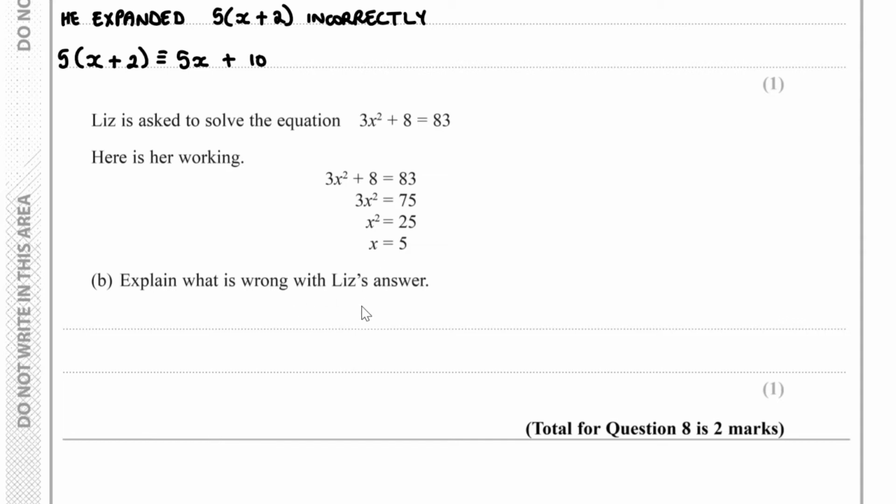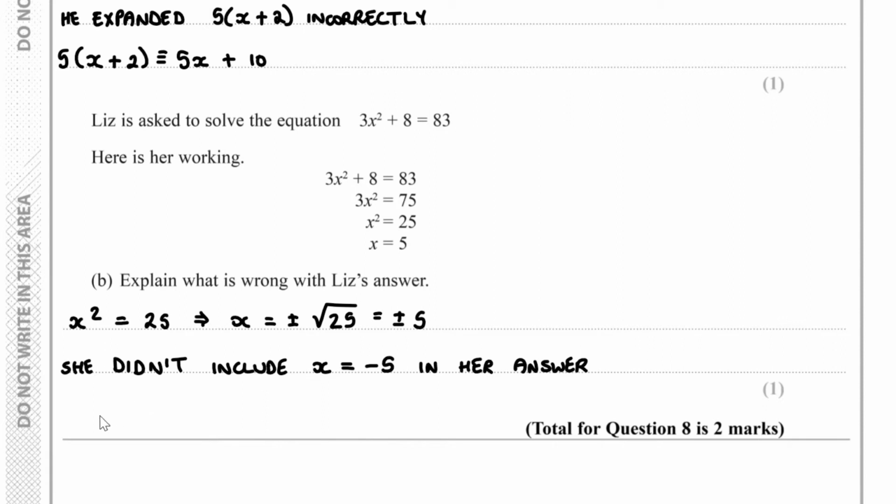So when we come to explain what's wrong with Liz's answer, well, if x squared is equal to 25, this would imply x is equal to plus minus the square root of 25, which is plus minus 5. So when we come to explain what was wrong with her answer, of course here she didn't include the x equals minus 5 in her answer.